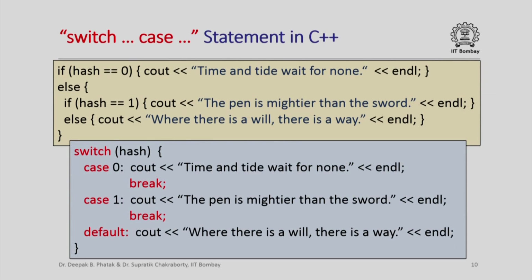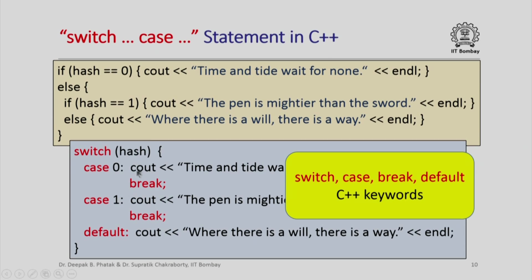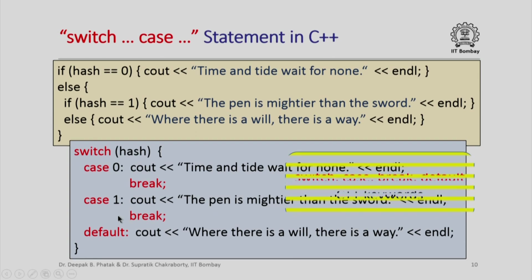Now what does a switch case statement look like? Here is our program fragment where we were printing one of 3 different messages depending on the value of hash. I could express the same flow of control using switch case statements, as is shown here. I am going to explain the different parts of this statement, but to begin with, let us note that switch, case, break and default are C++ keywords.